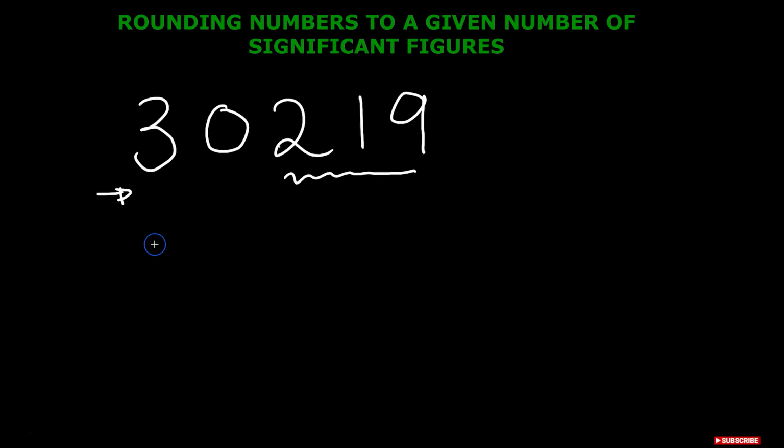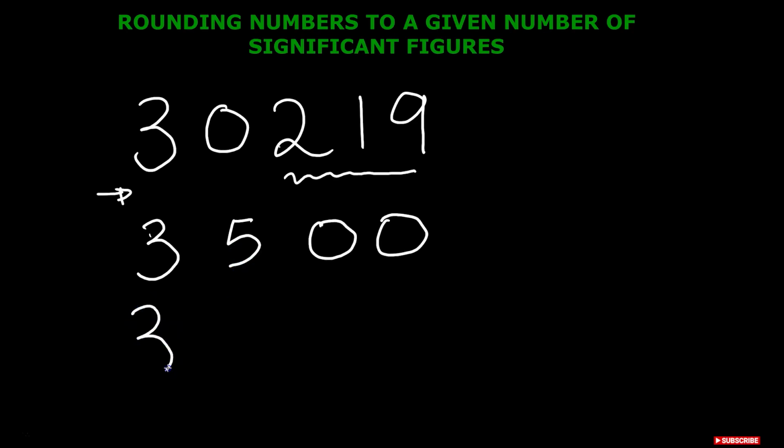So let's say, for example, we have another number, 3,500. How many significant figures are in this number? Well, the first number is not zero, so I'm going to count it. And the next number is not zero, I'm going to count it. But the last two numbers are zeros. So this number has 1, 2 significant figures.